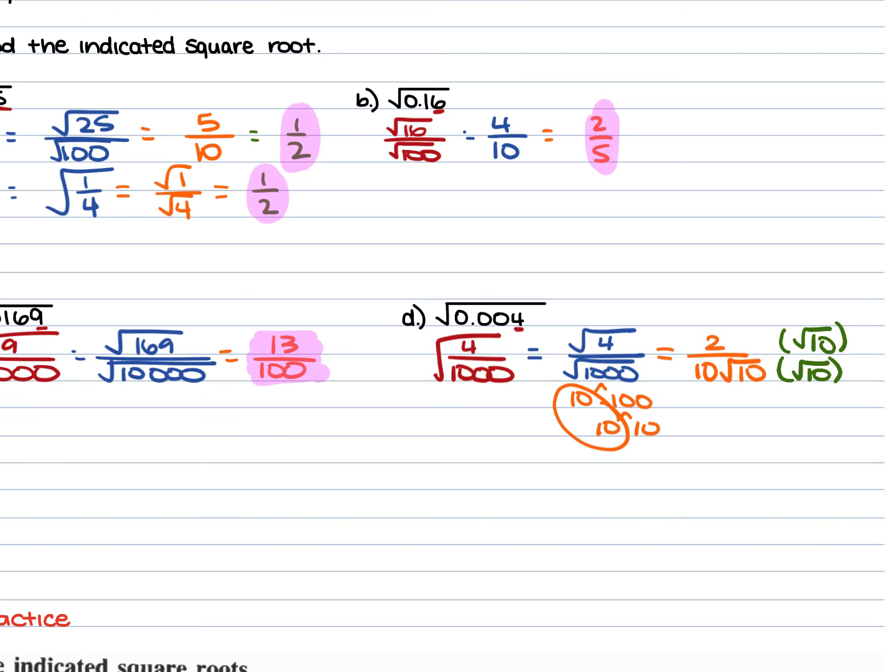If you wanted to also simplify that 2 and that 10, you can. It would just be 1 and 5. So this becomes the square root of 10 over 5 times the square root of 100. The square root of 100 is 10. So that's the square root of 10 over 5 times 10, which is the square root of 10 over 15.